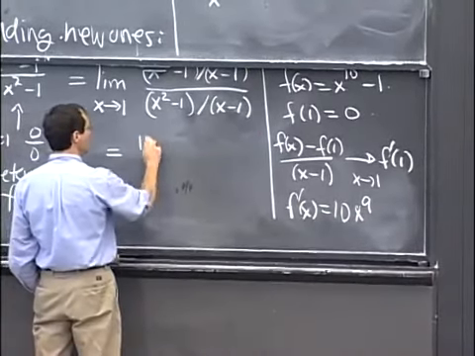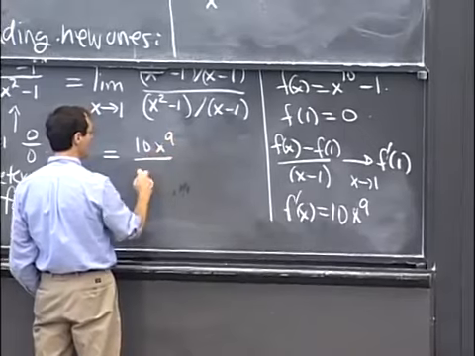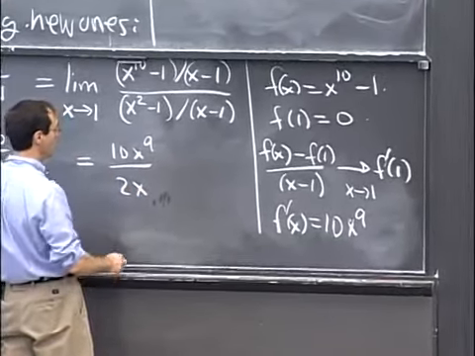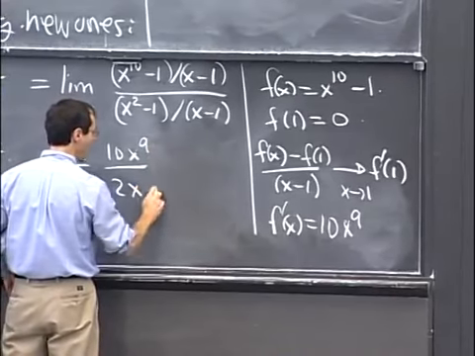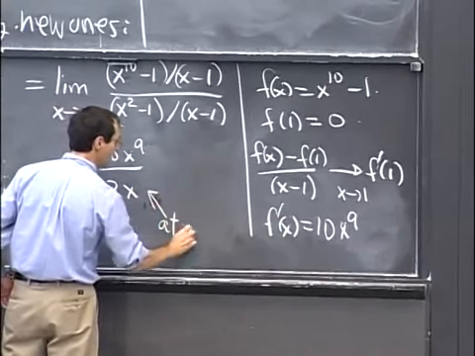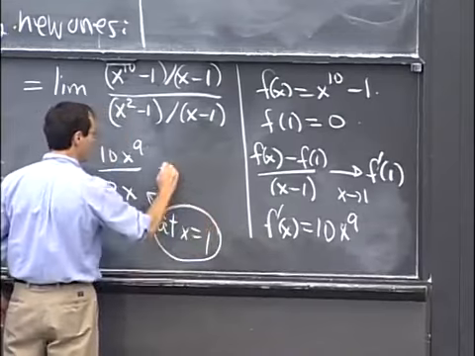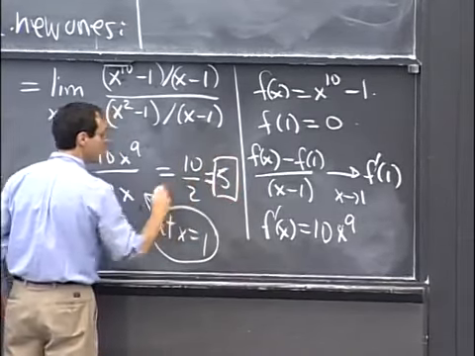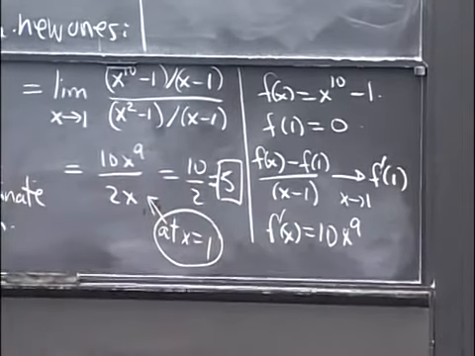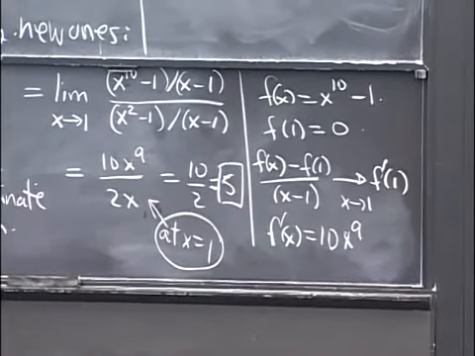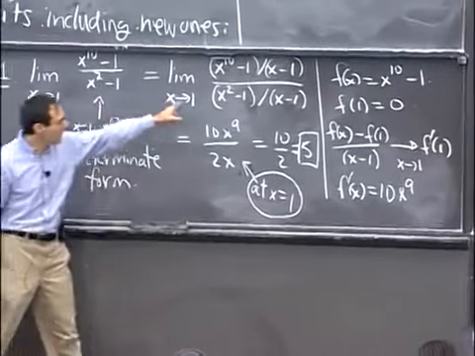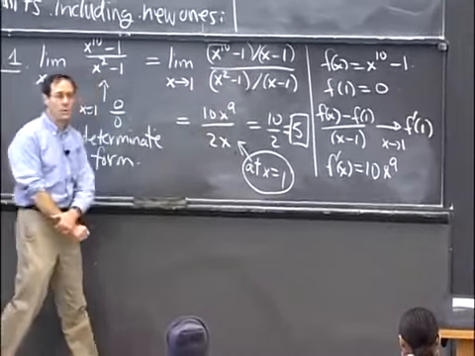So we know what the answer is. In the numerator, it's 10x to the 9th. In the denominator, it's going to be 2x. That's the derivative of x squared minus 1. And then we're going to have to evaluate that at x equals 1. And so it's going to be 10 halves, which is 5. All right? So the answer is 5, and it's pretty easy to get from our techniques and knowledge of derivatives using this rather clever algebraic trick, this business of dividing by x minus 1.